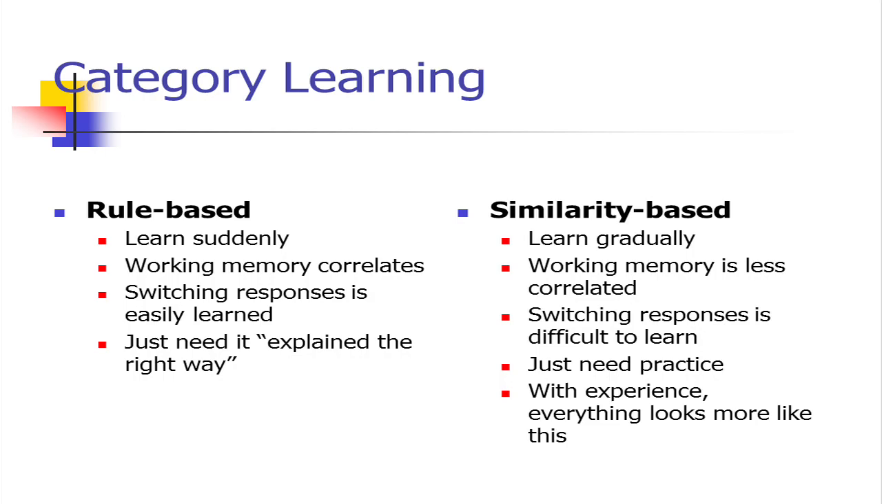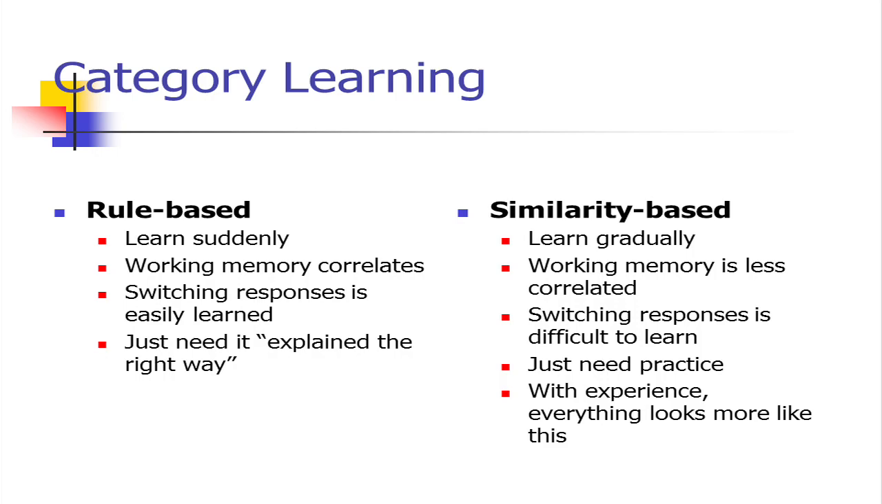Working memory is less involved, right? With similarity-based category structures, we can actually learn them without even trying. We don't have to try to learn them. We can just learn them through exposure, and then we've got them. Switching responses is extremely difficult. If I tell you A is now B and B is now A, you're kind of going back to when you first started learning them, because that really undoes all the learning that you had.